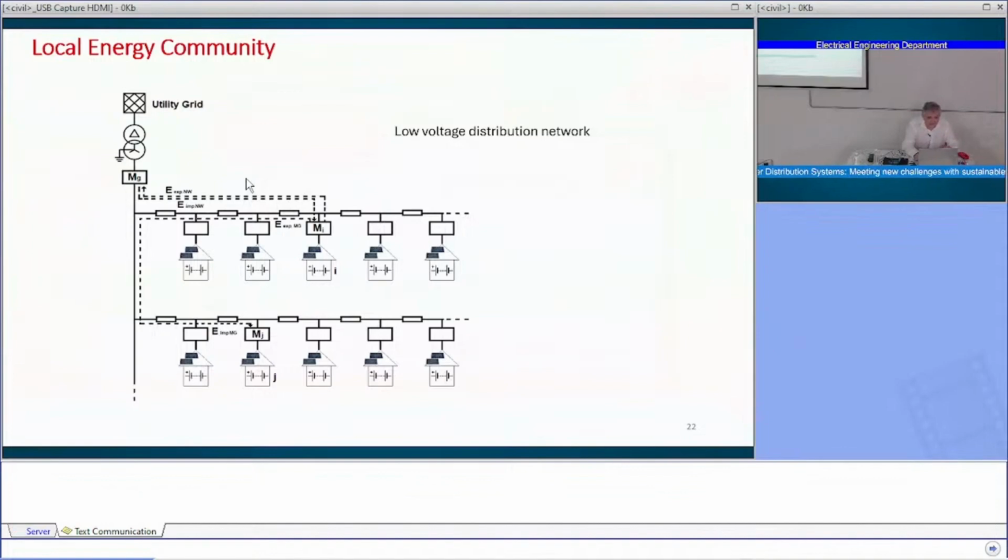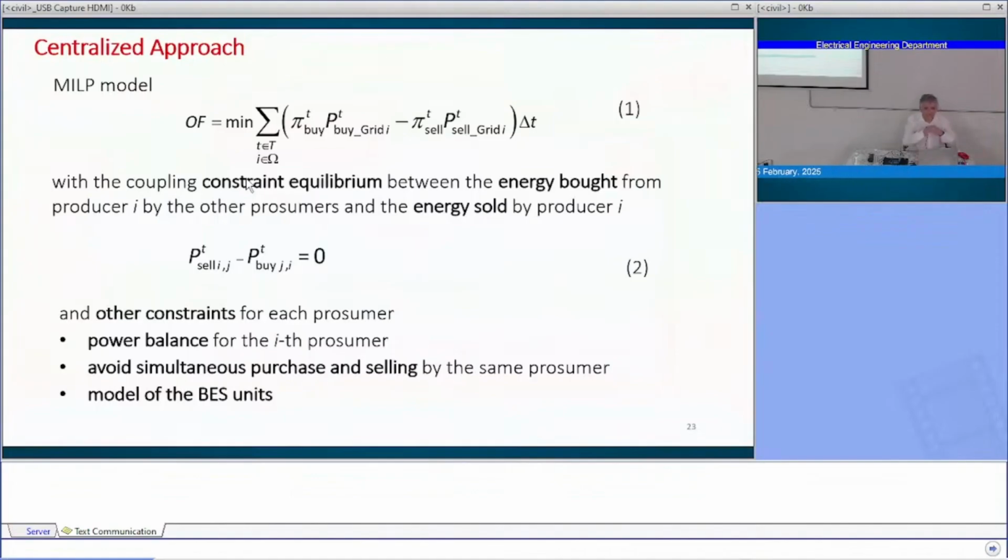So this is the example. There are two feeders with some users, and it is a low voltage distribution network. We can write for this network, as we have done also at the beginning of the morning in the first lecture, a centralized optimization for all. So we have here the usual objective function, and it is the summation for all the users. So this is an optimization for all the community that takes into account all the users.